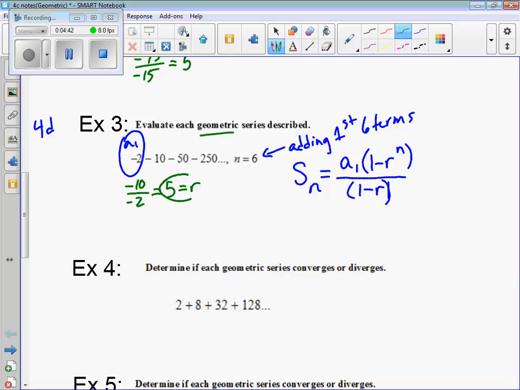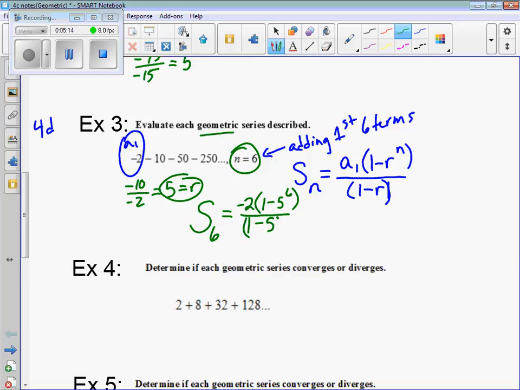What else do we need to know in here? We need to know n. N, well, we already have that. So let's just substitute them in. So the summing up of 6 terms, the first term is negative 2 times 1 minus r, which is 5, raised to the 6th power, all divided by 1 minus 5.